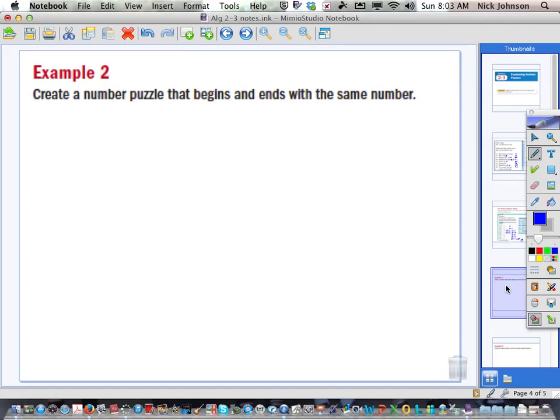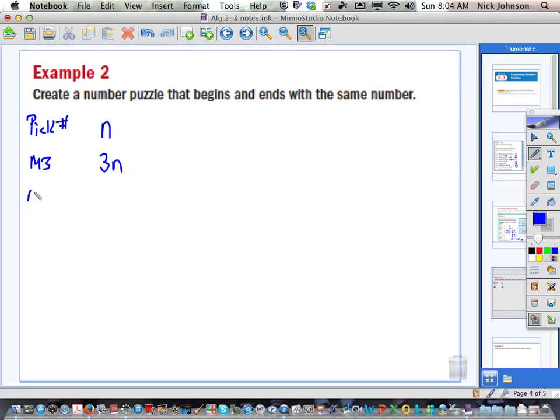Example 2 says, create a number puzzle that begins and ends with the same number. Kind of like our other problem. Okay? So I'm going to do this one for you, since we're watching the movie. I'm going to start with the number n. And I'm just going to do a couple things so you can all see it. The first thing I'm going to do is multiply by 3. So this is pick a number. And then I multiply by 3, which means I get 3n.